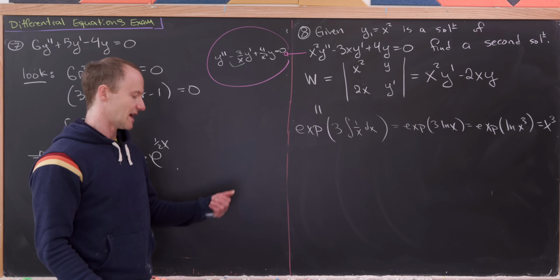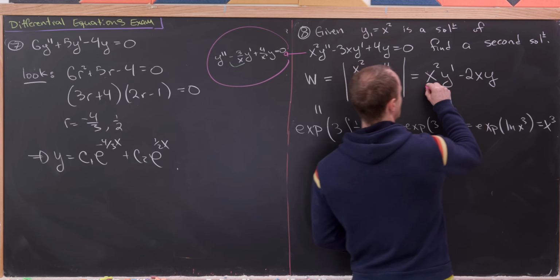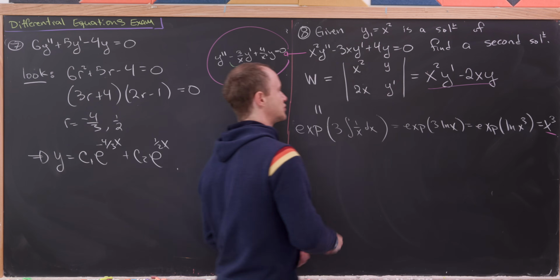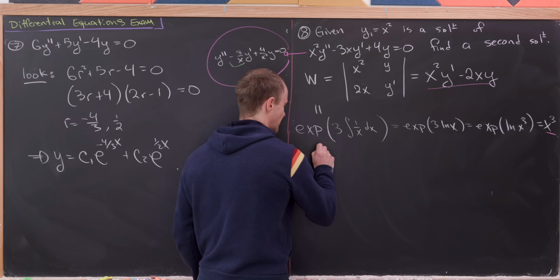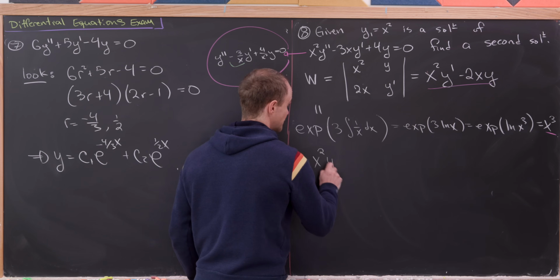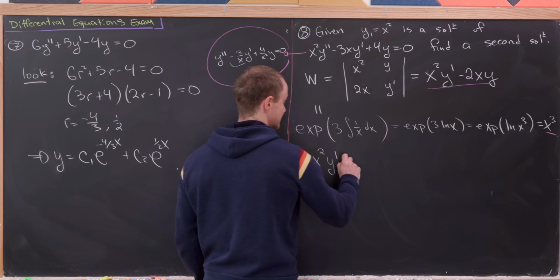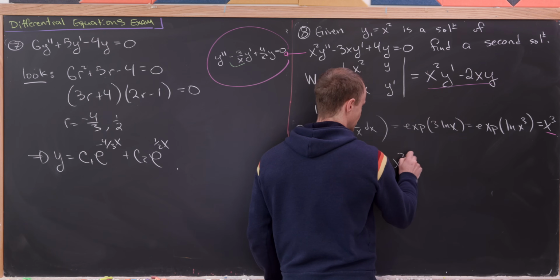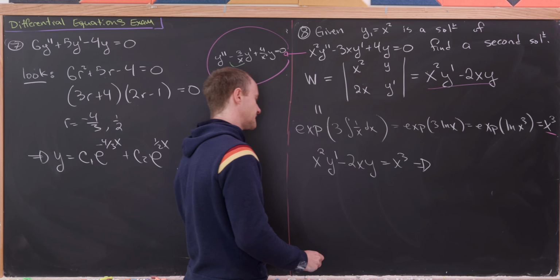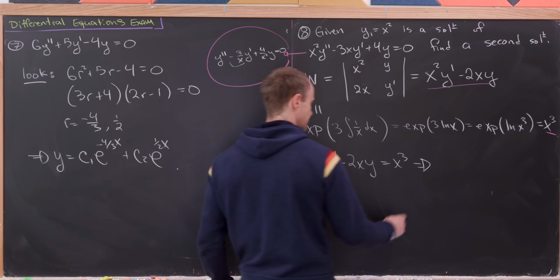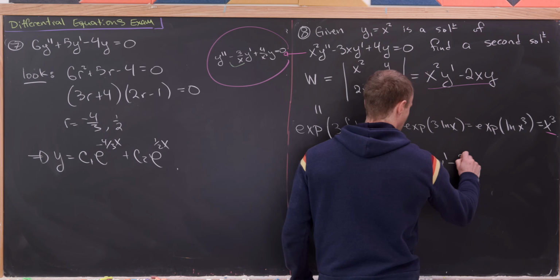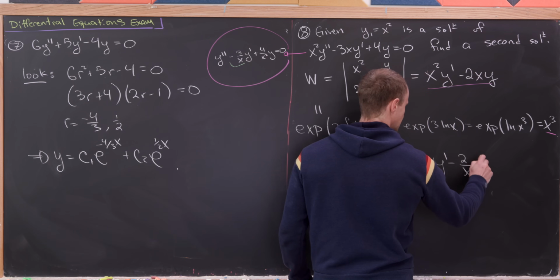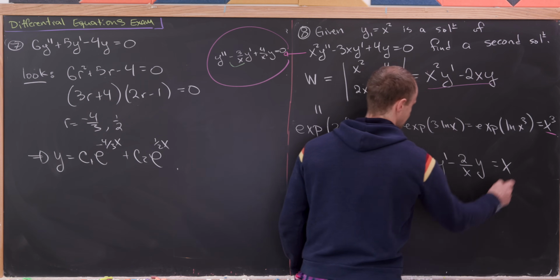But now we can just set the extreme left and right side of this equation equal to each other. And that gives us a first order differential equation, a first order linear differential equation, that is. So we have x squared y prime minus 2xy equals x cubed. Now we'll divide all parts of this equation by x squared. That gives us y prime minus 2 over x times y equals x.